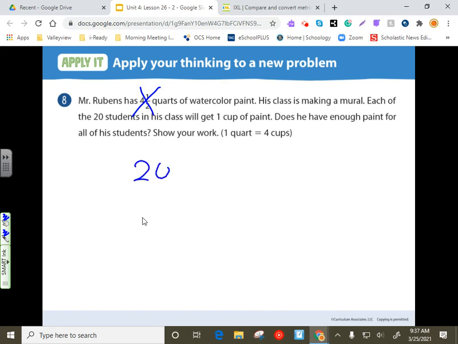If you have 20 students, and each kid gets 1 cup, what you can do is divide by 4 because each cup is 1/4 of a quart, and he would need 5 quarts to get that. So he would need 5 total quarts to have enough for all the 20 students. He doesn't, because he's half a quart short. So that won't work for him.